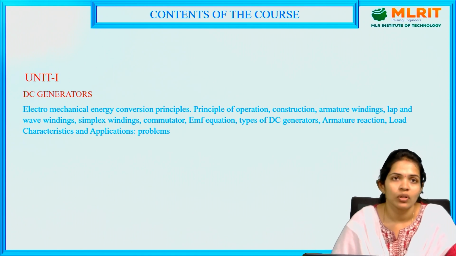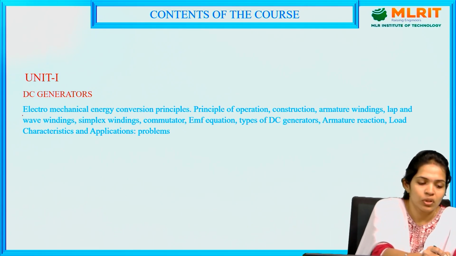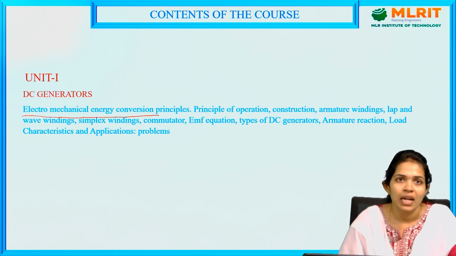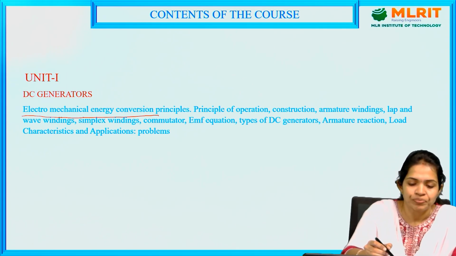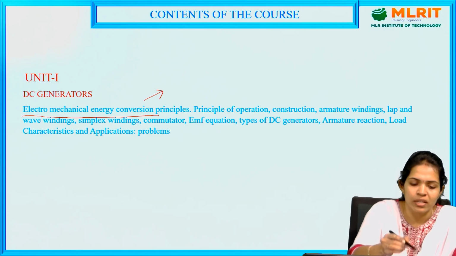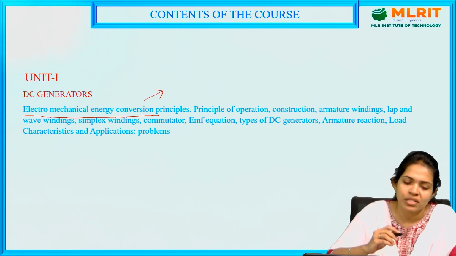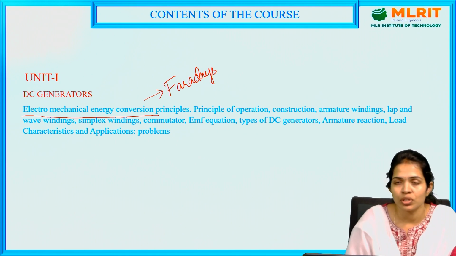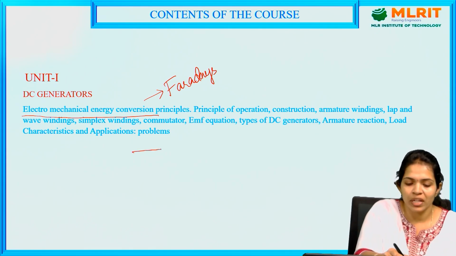Unit 1, the first topic in the DC machines course, is about the DC generator. As these are electromechanical conversion devices, we will study in detail the electromechanical energy conversion principle in DC generators and the various laws involved. Basically, we will study Faraday's laws of electromagnetic induction in detail, and also laws like the Lorentz force equation.